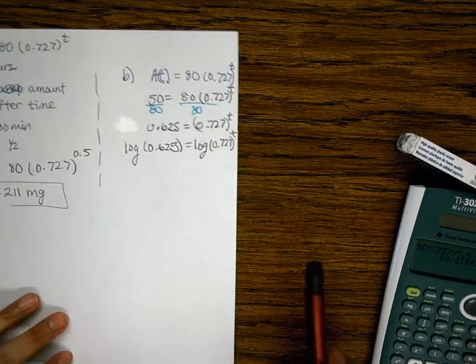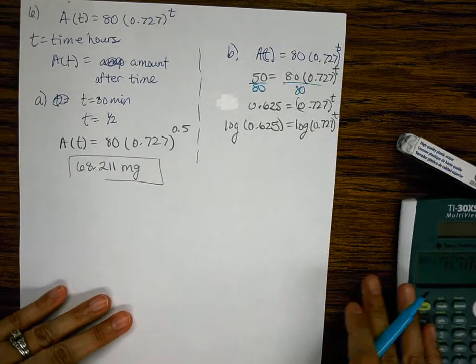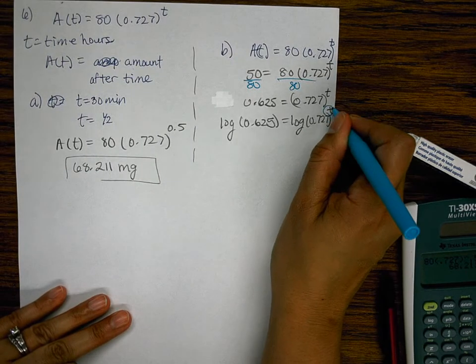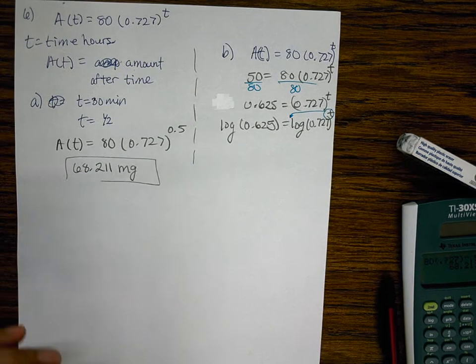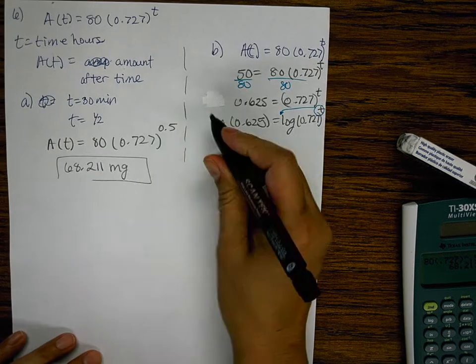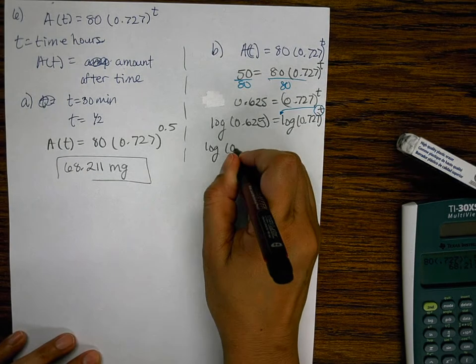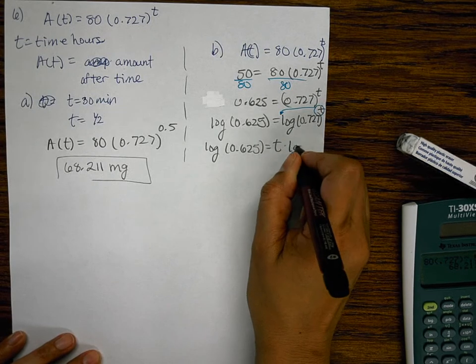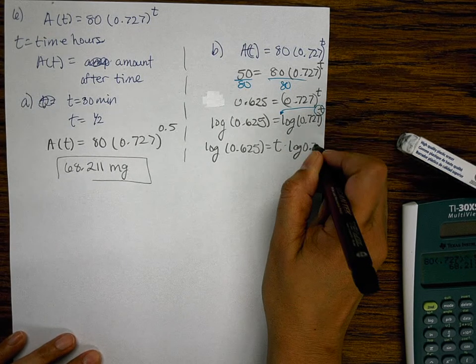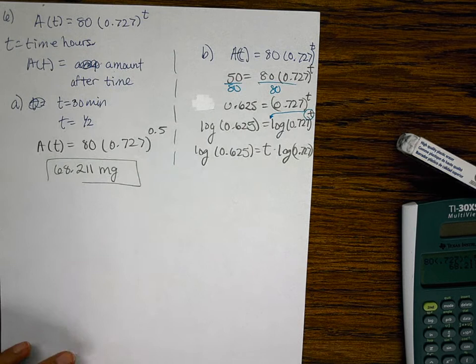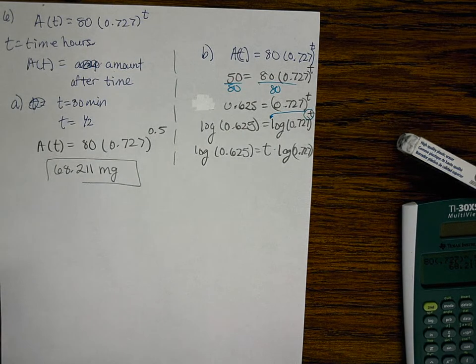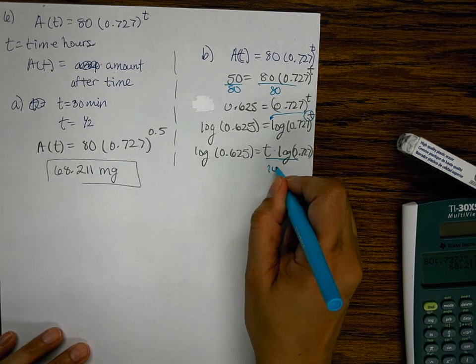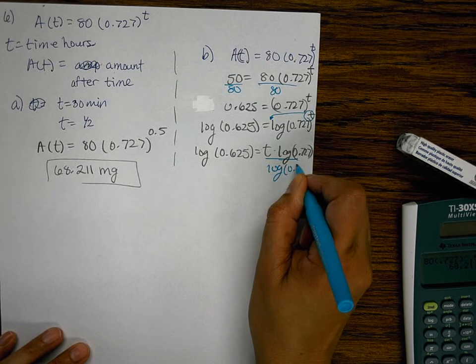And we do that so we can bring the power of t down. Using our log laws, an exponent comes down as a coefficient. So I have log of 0.625 equals t times log of 0.727. And then I'm going to divide both sides by that log to get t by itself. Log of 0.727.